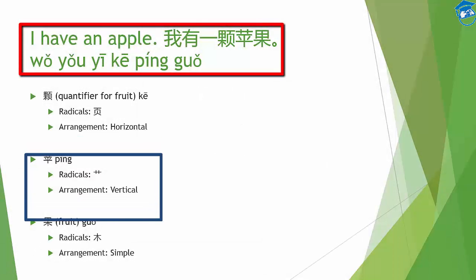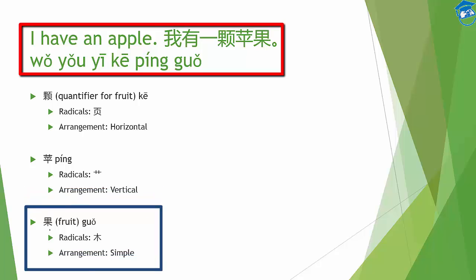And finally, this is 果, which means fruit in general, but usually it needs to combine with another word to have a meaning. Okay, this is the pinyin, and the radical is what's at the bottom here, and the arrangement is simple. Okay, so here's how I write 果, and it would be very similar to how you write this, but I'm showing you this again.